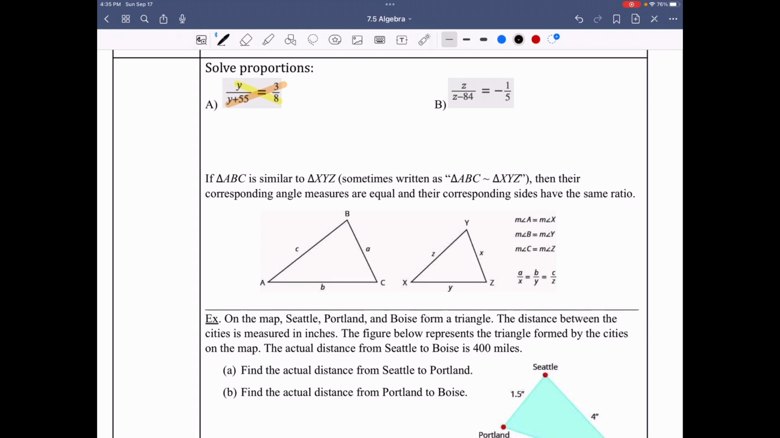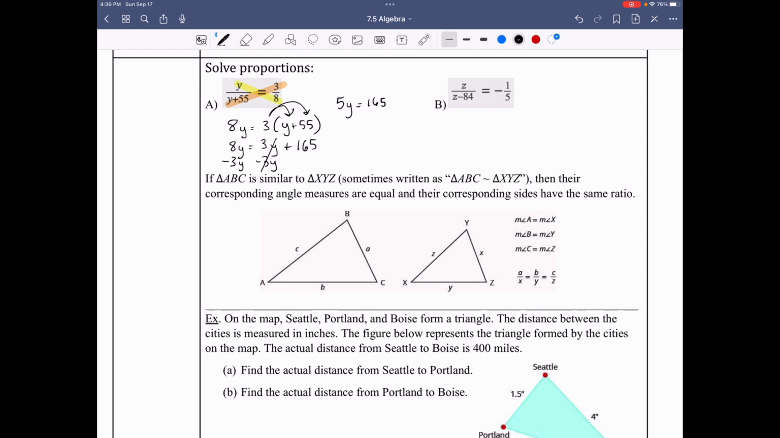All right, so in A we have 8y, and in the orange highlighter we have 3 parentheses y plus 55. Now we're going to distribute here. So 8y is equal to 3y plus 165. Let's subtract 3y from both sides, so that we get 5y equals 165.